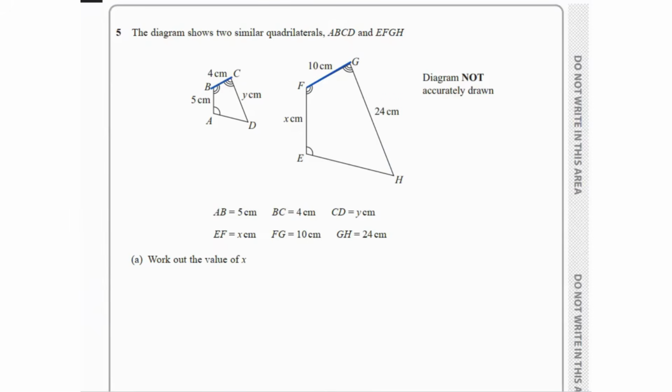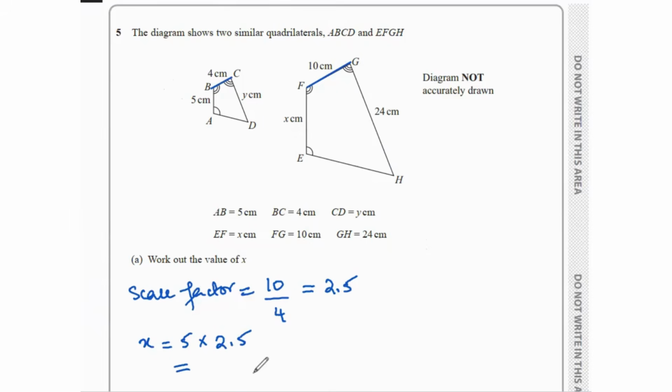To figure out the scale factor, what you can do is divide the new length by the old one. So 10 divided by 4, and that's equal to 2.5. So 2.5 is the scale factor. In the first part, they're asking us to find X. So for X, we multiply 5 with 2.5, and that gives us a value of 12.5 centimeters. Then the next part, they're probably asking us to find the value of Y.